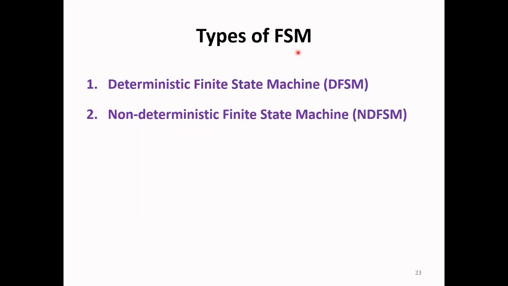Finite state machines are of two types: deterministic finite state machine and non-deterministic finite state machine. In the next lecture, we'll be discussing these different types of finite state machines. Thank you.